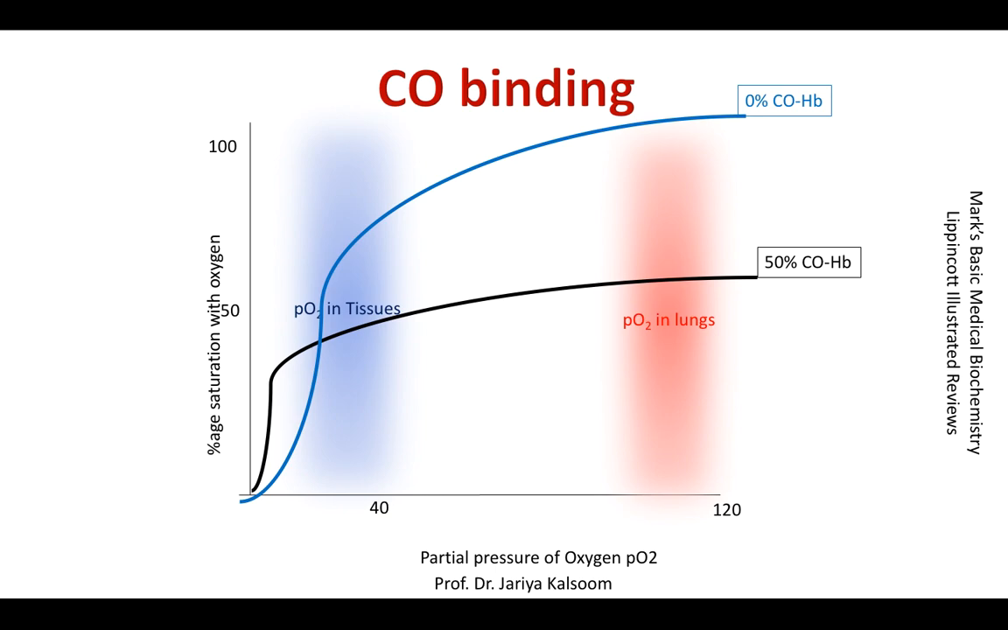Carbon monoxide binds tightly but reversibly to hemoglobin iron. When carbon monoxide binds to one or more of the four heme sites, hemoglobin shifts to the R conformation, causing the remaining heme sites to bind oxygen with high affinity. This shifts the oxygen hemoglobin curve to the left and changes the normal sigmoidal shape to a hyperbola, as shown by the black curve over here. As a result, the affected hemoglobin is unable to release oxygen to tissues.